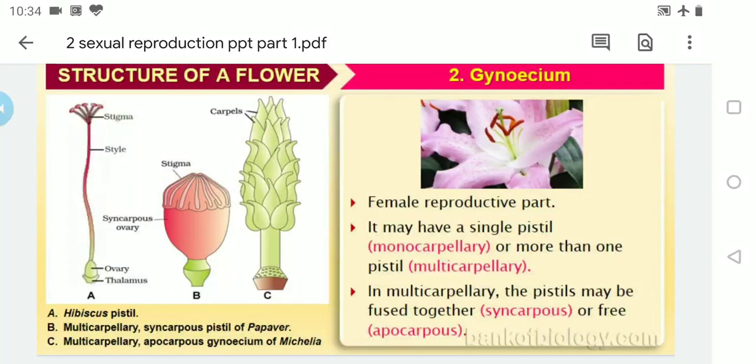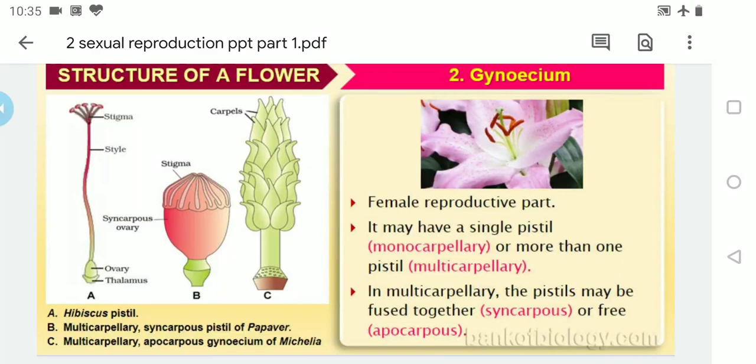Good morning, children. In the last class, we started the discussion of the second chapter, sexual reproduction in flowering plants. We have already discussed the structure of the flower, especially the pre-fertilization structures and events. We discussed the structure of the gynoecium, the stamen, and the megasporangium, and also microsporogenesis with pollen grain structure.